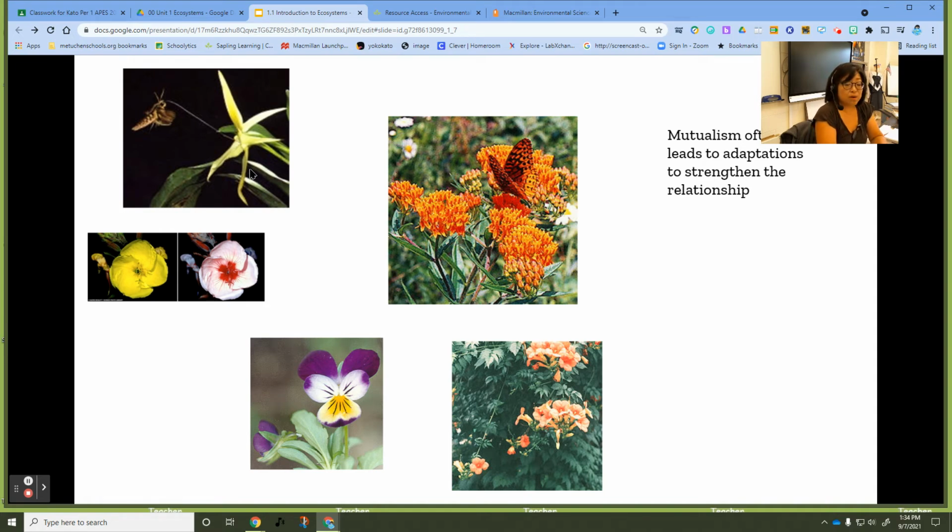Now, this is a very specific interaction, right? Because this flower can only be pollinated by that moth. No other pollinator can do what that moth does. And the moth with this ridiculously long proboscis is only going to be able to get nectar from a flower that looks like that. So if anything were to happen to one or the other in the population, they're going to be affected if the other one were to go extinct.